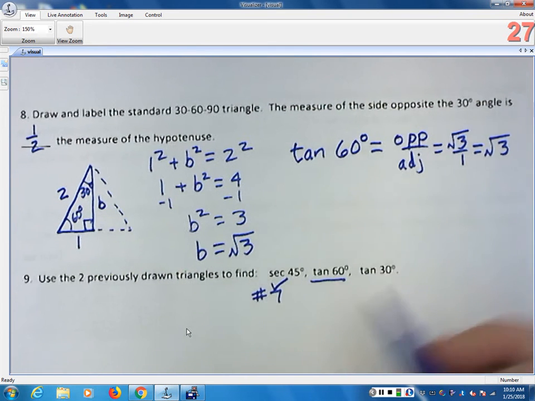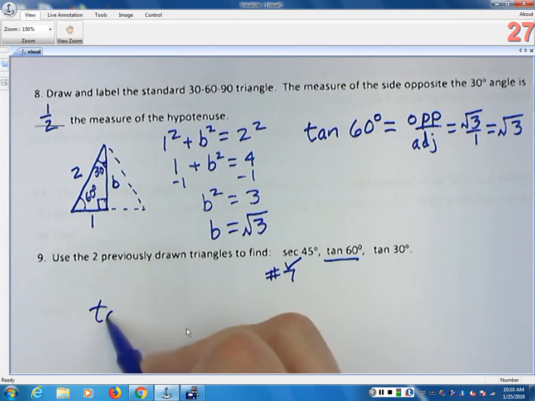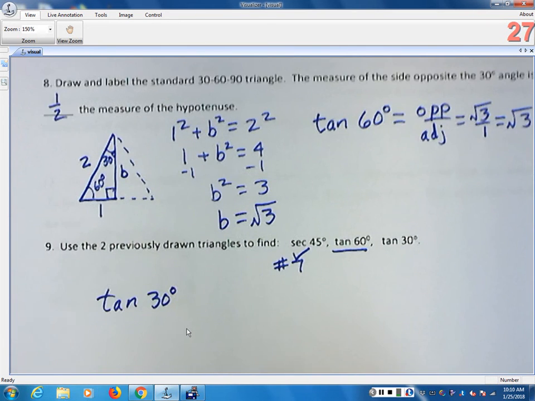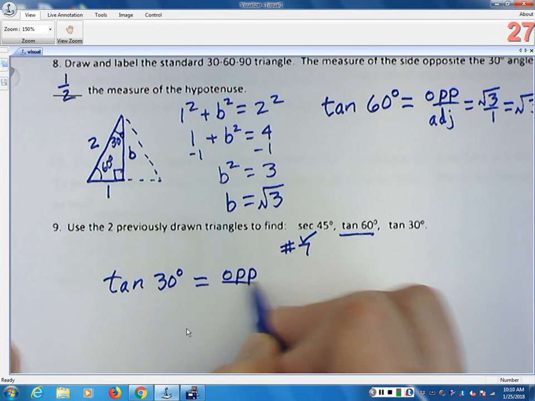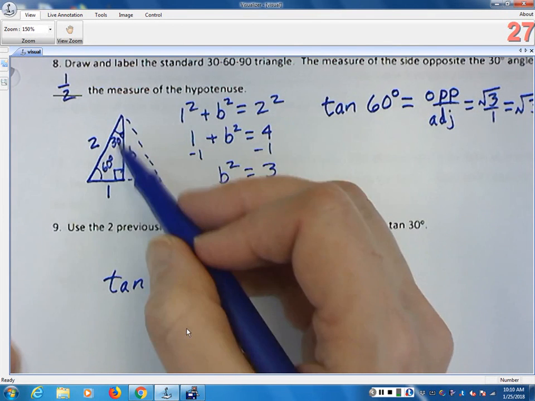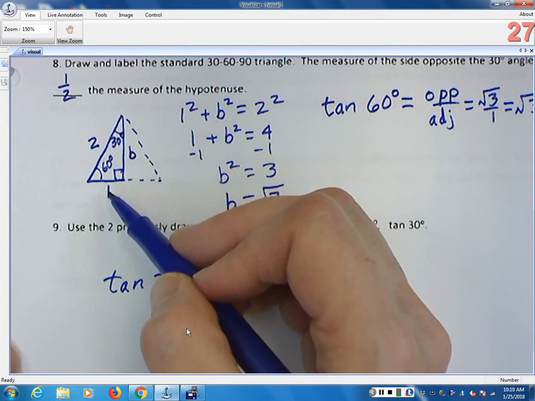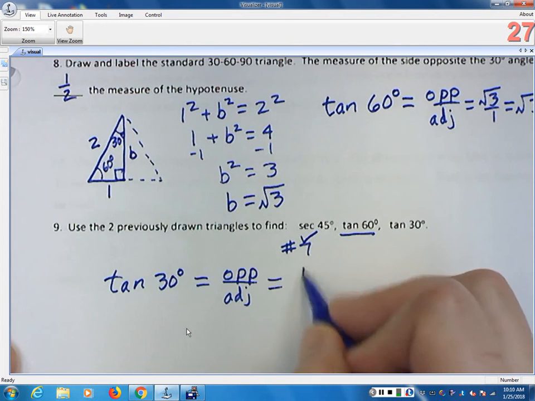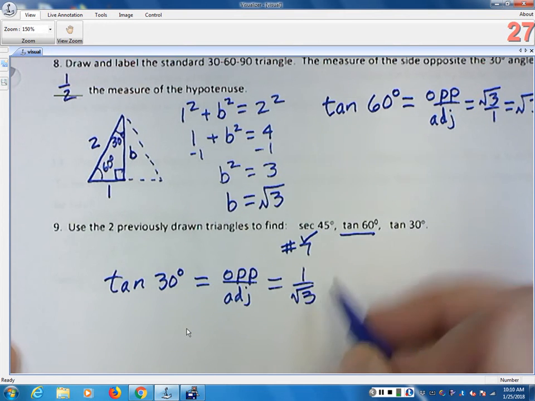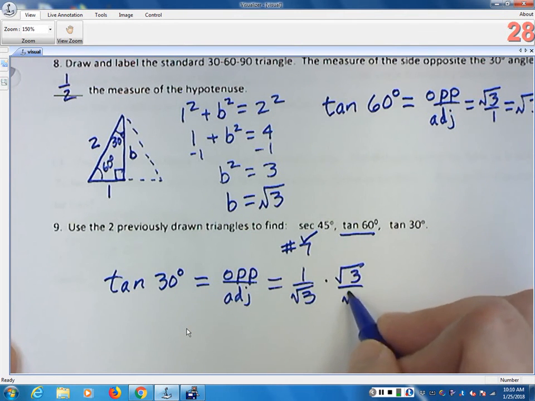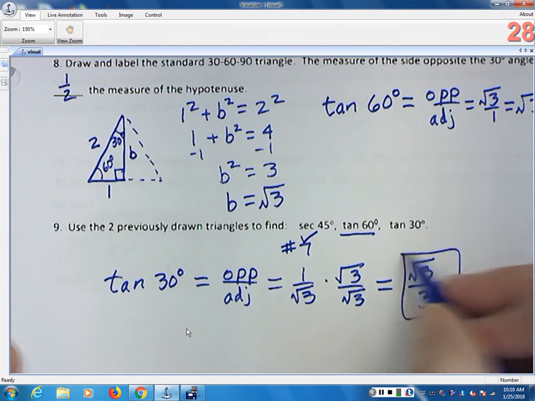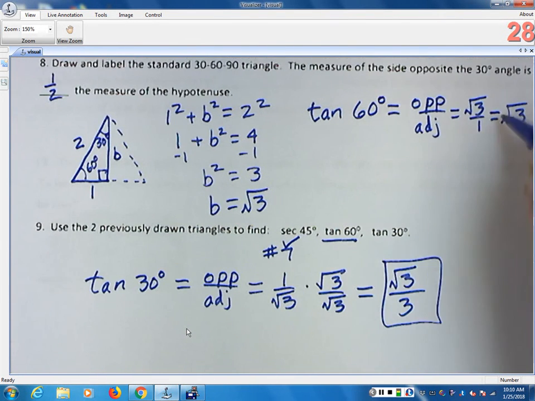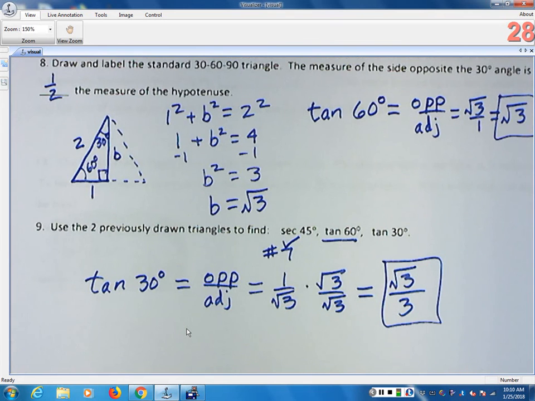Tangent of 30 degrees is opposite over adjacent. We have to go to the 30-degree angle. Opposite over adjacent, 1 over square root of 3. Rationalize the denominator, times square root of 3 over 3. Square root of 3 over 3. Okay? So from these right triangles, we can find all our trig functions.